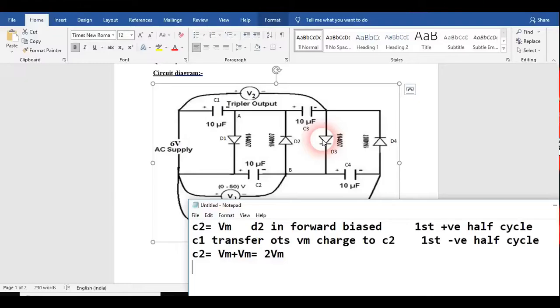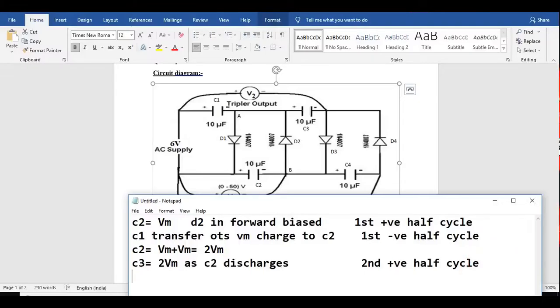Now I have already said that D3 comes in forward bias condition, so we will see a charge here. C2 discharges, as it is not getting any charge here, and this charge will appear at the point C3. So as C2 discharges, C3 would become 2 Vm. Understood?